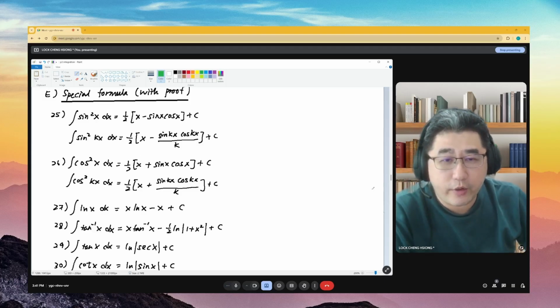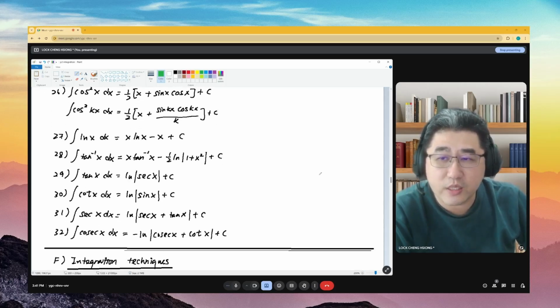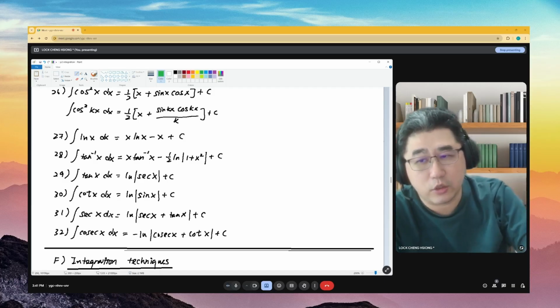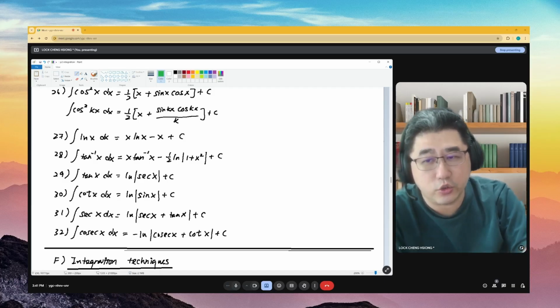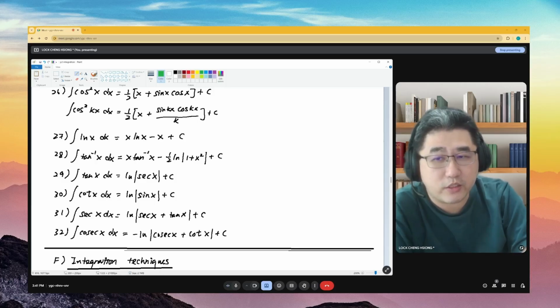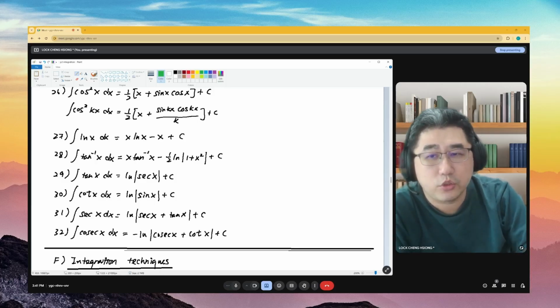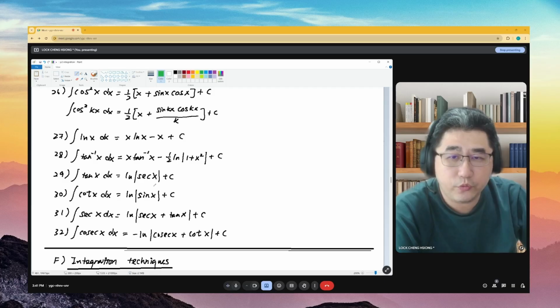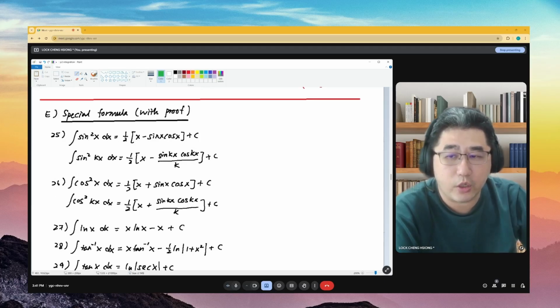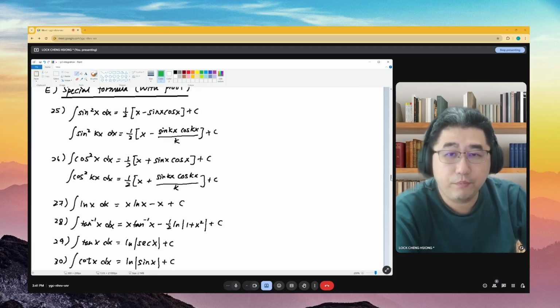Then after that we also have 27, integrate of ln. 28, integrate of arctangent. Then 29, integrate of tangent, integrate of cotangent, integrate of secant, integrate of cosecant. The cotangent I have shown you earlier, how we use the advanced formula to get the answer. Since this part needs the proof, we're going to write out the working one by one.